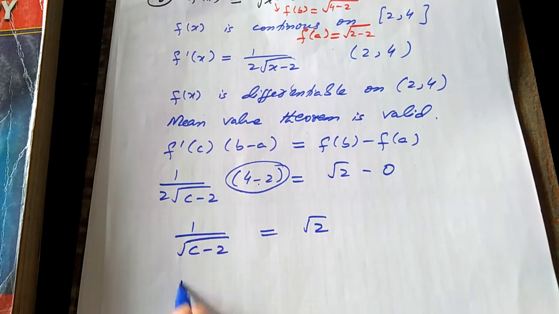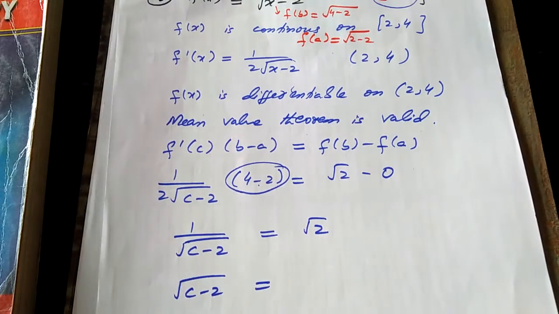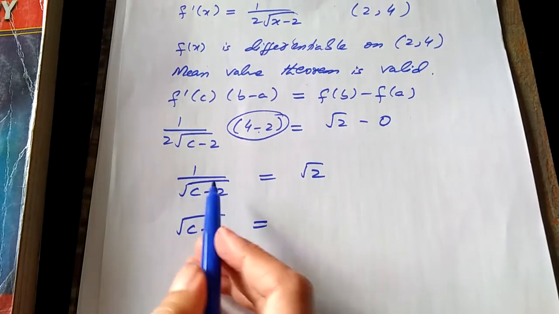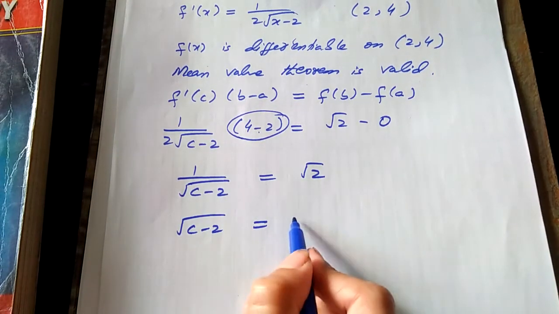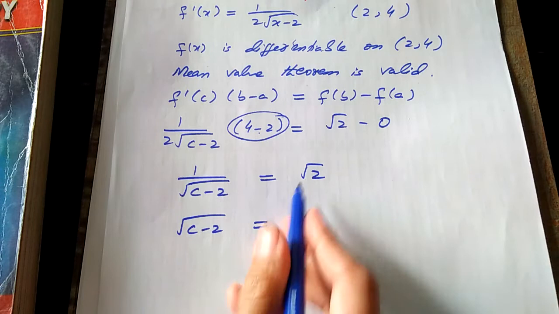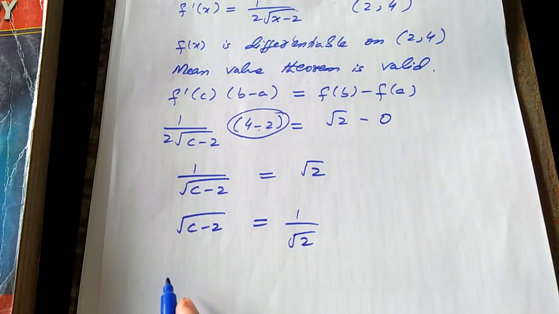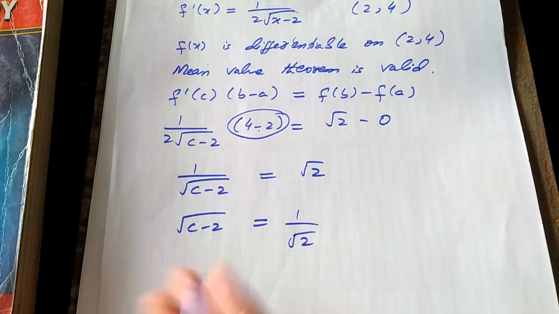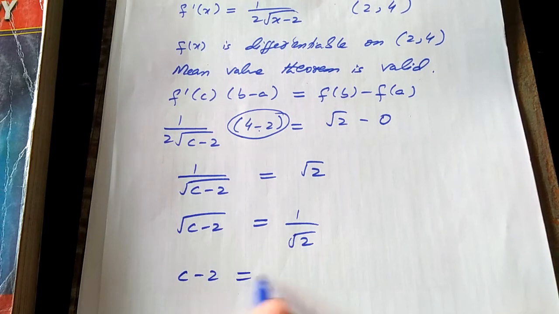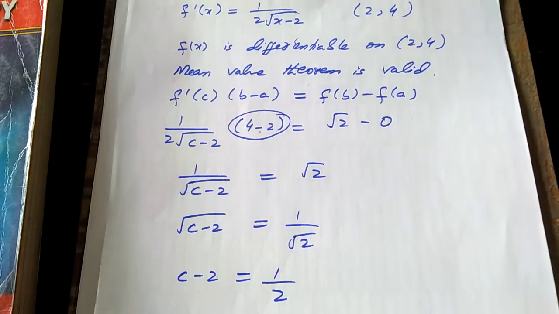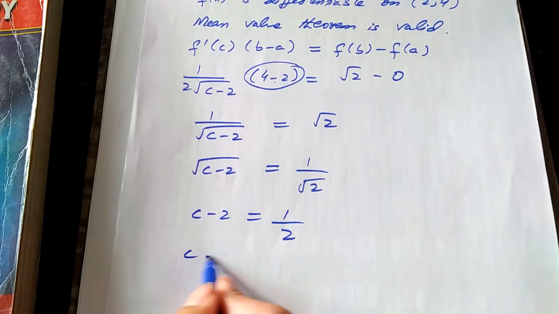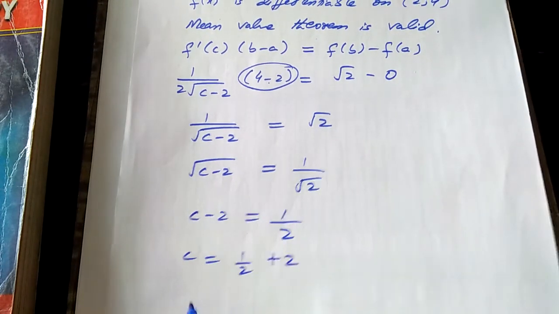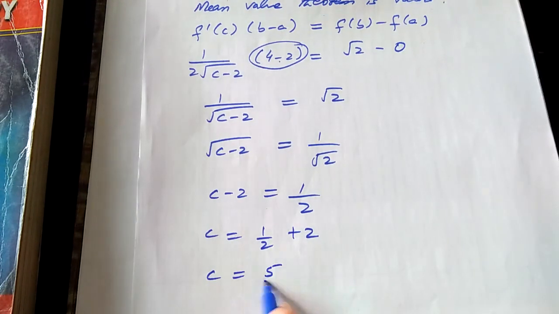Take the reciprocal. If I take the reciprocal, the numerator will become denominator, the opposite of every fraction. So c minus 2 is equals to 1 over under root 2. Take the square on both sides. If we square both sides, I will get c minus 2 equals 1 over 2. So c is equals to 1 over 2 plus 2. So c is equals to 5 over 2.